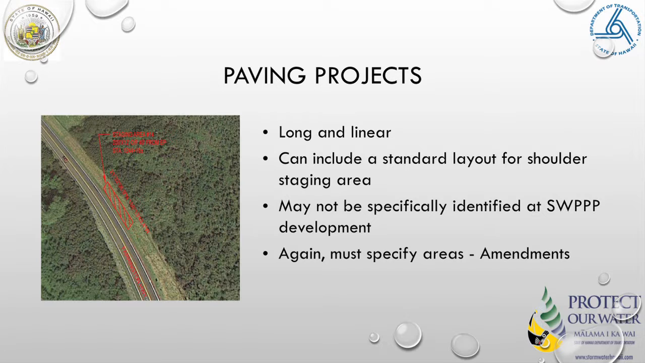In terms of layout, you can put a standard layout in your plan. This is how we're going to lay out the equipment on the side of the road. But you must identify the specific areas in your SWIP. A lot of times these areas are not identified when you initially do your SWIP. You're going to wait and find out where the best place to put the paving equipment is, so you need to amend your plan.